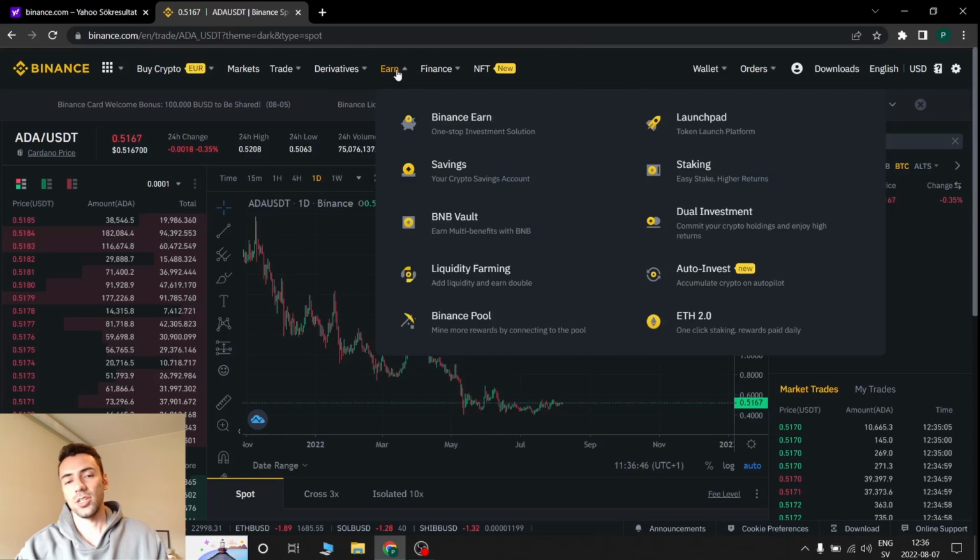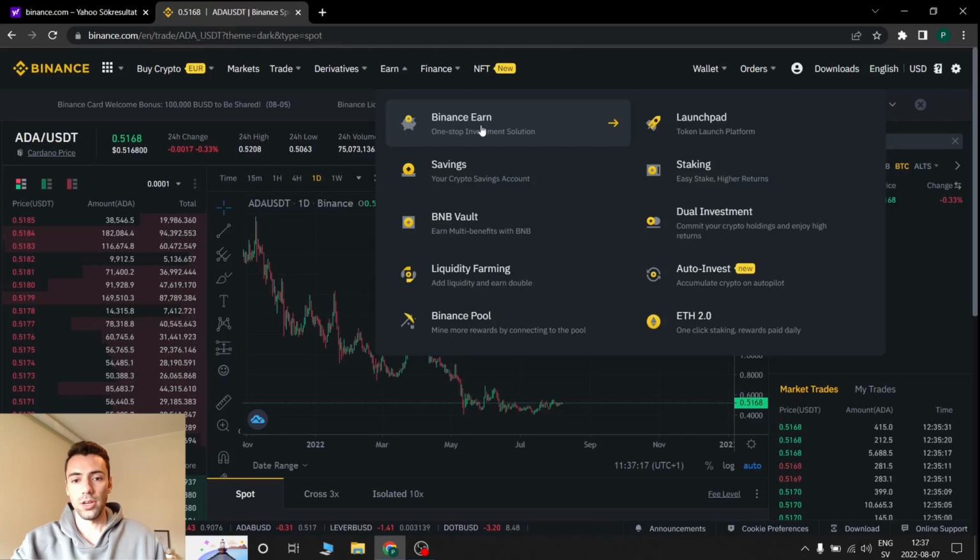On the earn section, Binance offers a platform where you can stake your currency. For example, if you buy Ethereum, Cardano, or any currency, and you decide to hold them for the long term, you can also stake them. It means you block them for a specific period of time, for example 90 days or 1 year, and you will receive a certain amount of money after that as profit.